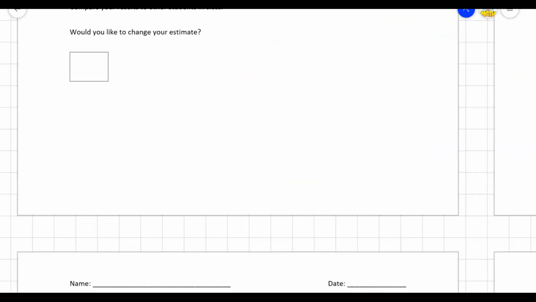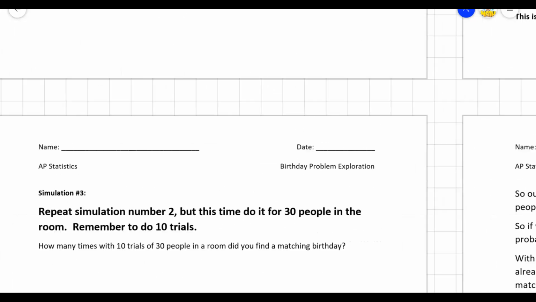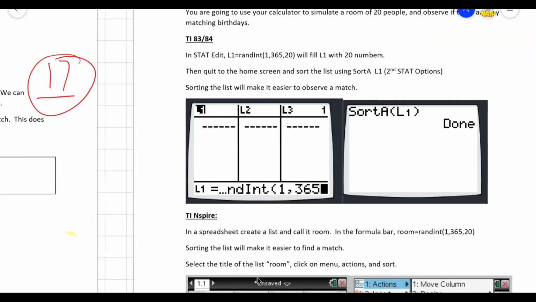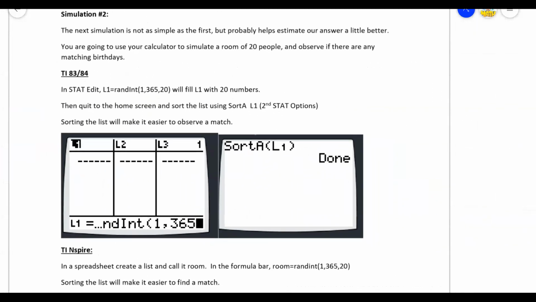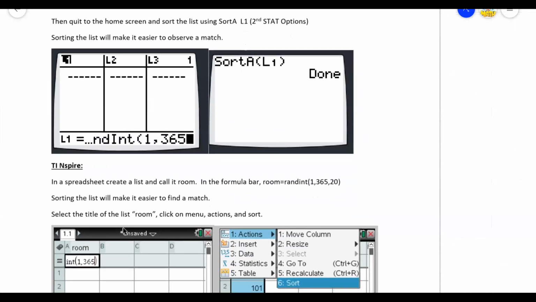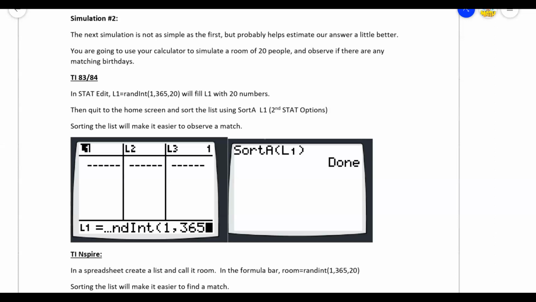So now we're going to try a different way of simulating it. That's simulation number 3. Let's see if we can find number 2. Okay. All right. So now this one is not as simple as the first one. There's some moving pieces to it. But what I'm going to do is look at rooms of 20 people at a time. And what I'm going to do then is look at 10 of them. I think it's 10. So I'm going to basically have the calculator really quickly give me 20 numbers at a time, and then I'll sort them.